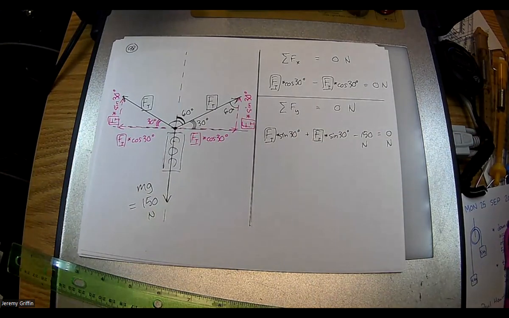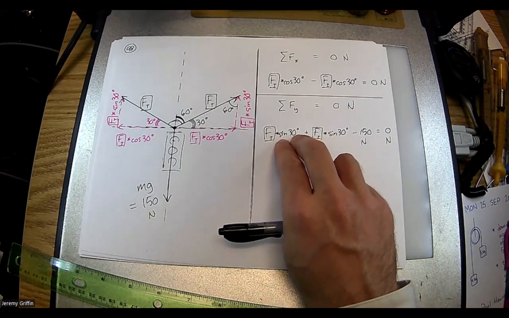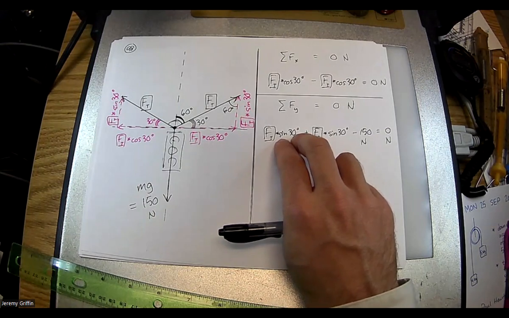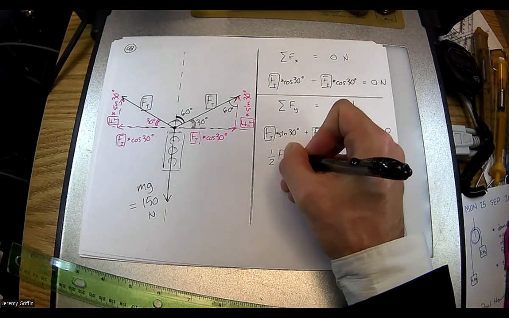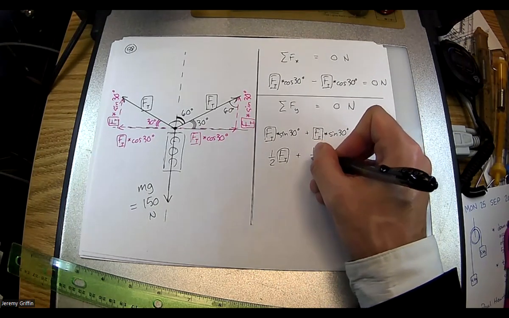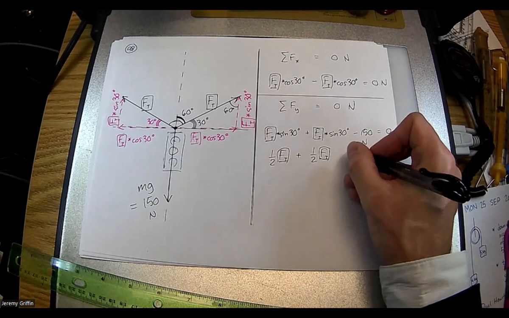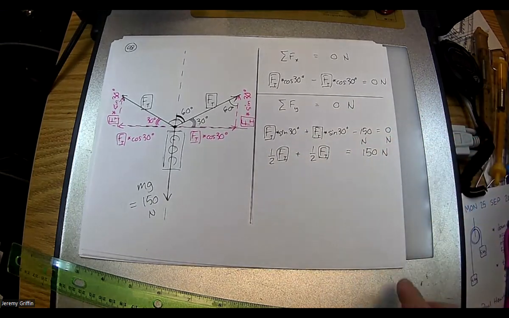Okay. Does anybody happen to remember what is sine of 30 degrees? Does anybody know? Sine of 30 degrees. It's probably a good one to know. Is it half? Half, right? So here, half of the tension force there plus half of the tension force there. I'll go ahead and take this 150 newtons and slide that over. Equals 150 newtons. Bam. Okay.